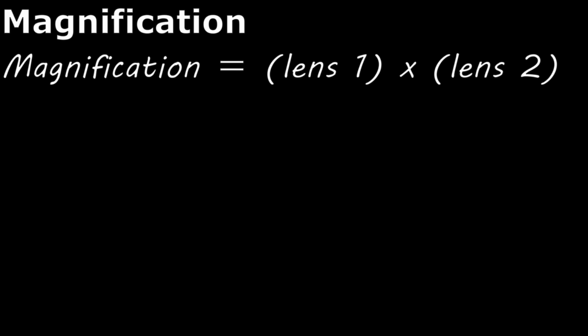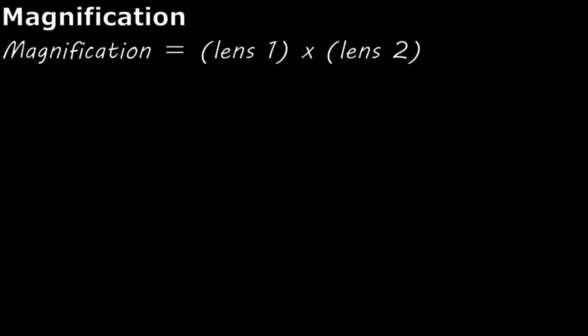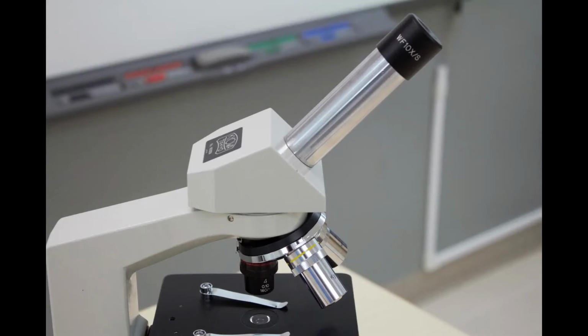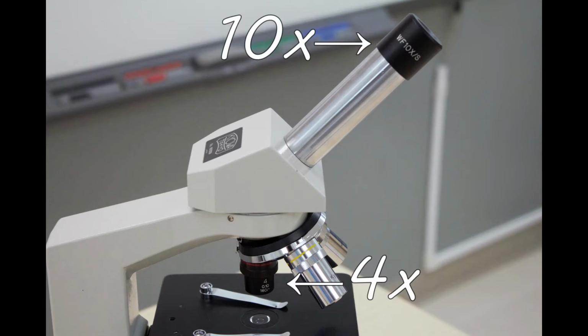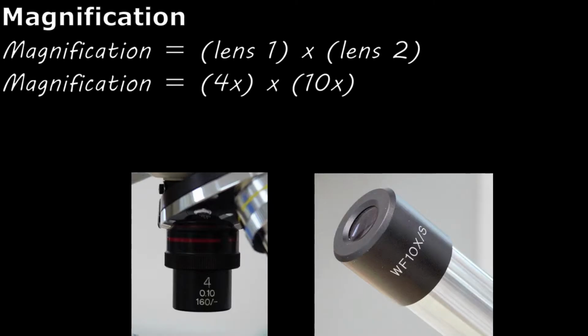We can predict how much an object will appear to be magnified by taking the magnification of both of our lenses and multiplying them together. For example, when this microscope is on low power, like you see here, the light from the sample passes through a 4x objective lens and a 10x ocular lens. That means our image should appear 4 times 10, 40 times larger than it would with the naked eye.